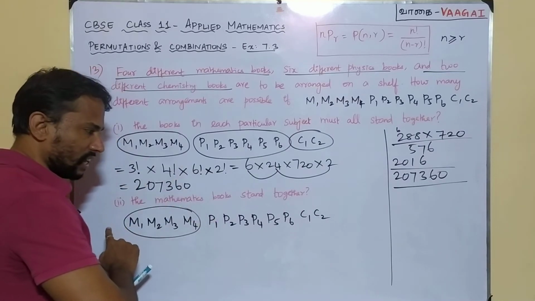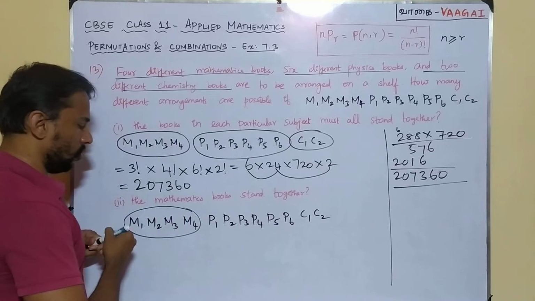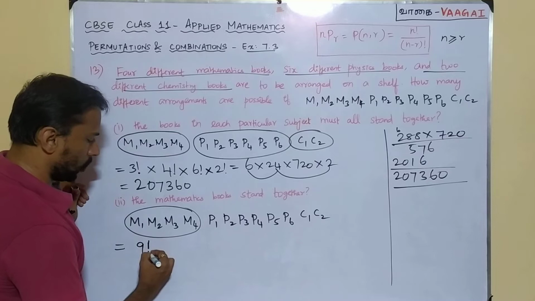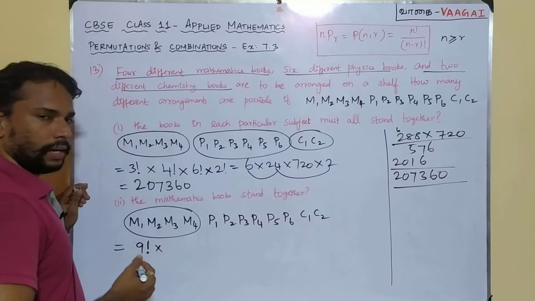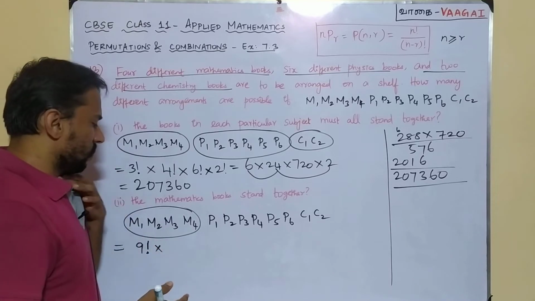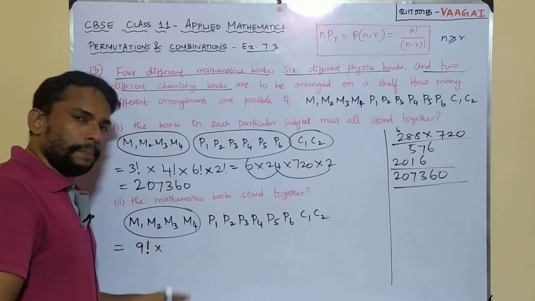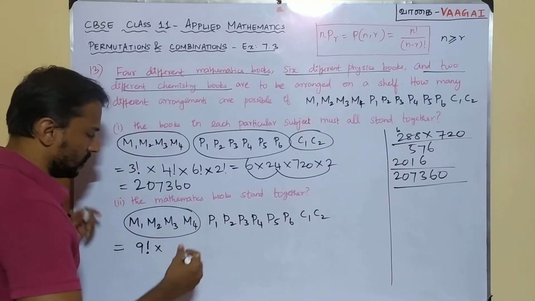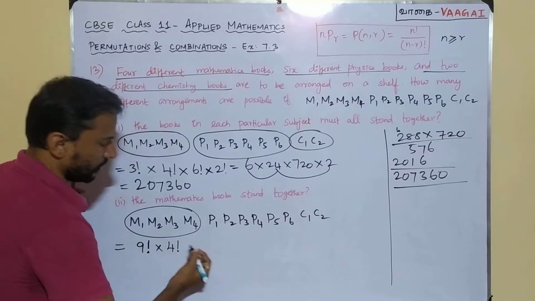So now our task is just arranging 9 objects, for which we will be getting 9 factorial, but the problem is still not over. 9 factorial multiplied by, now for each of those 9 factorial ways, we have what? We have these Max books can be arranged within themselves in another 4 factorial ways. That's it. Do you understand this? I hope you can get this point, okay?